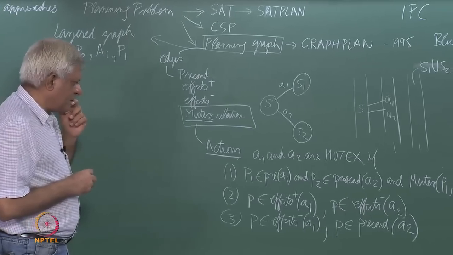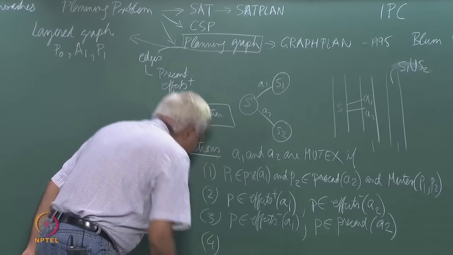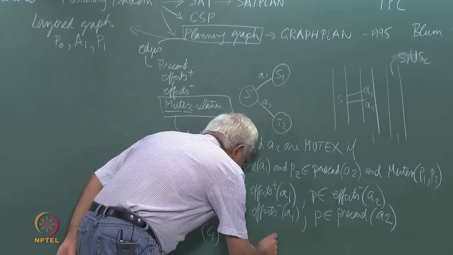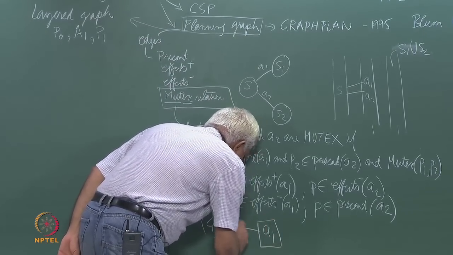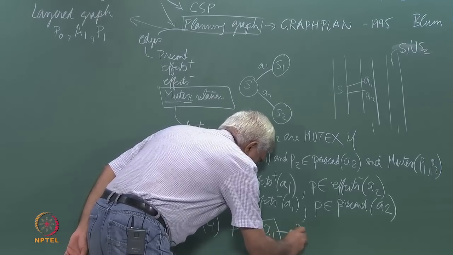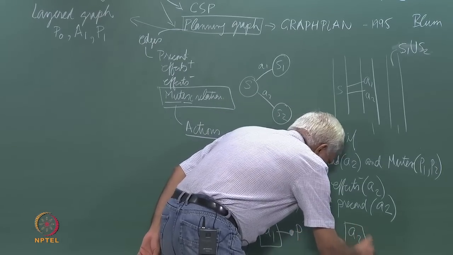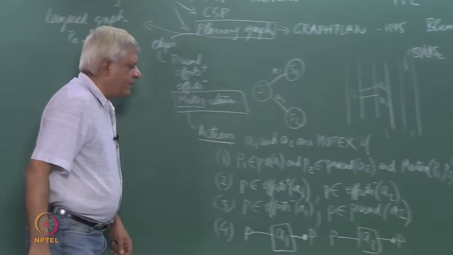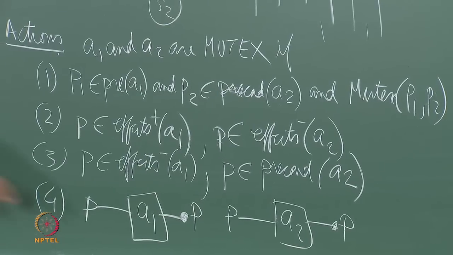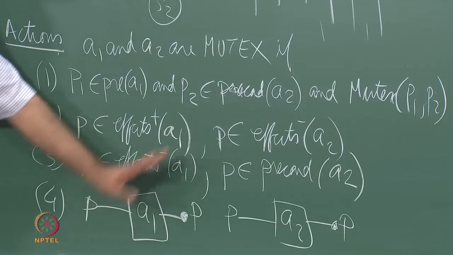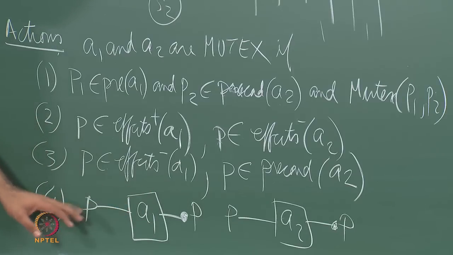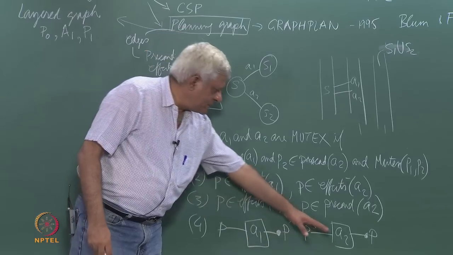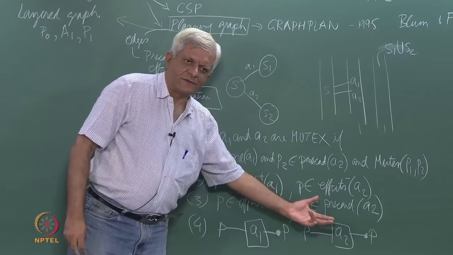So, that is one more condition, and the fourth condition is that, let me just draw it like this. If A1 consumes P and deletes P, and if A2 also does that, it consumes P and deletes P. Remember this dot stands for deleting P, it is a negative edge. It is saying that P is a condition for A1 and not P is the effect of A1. This is also saying that P is a condition for A2 and not P is an effect for A2.